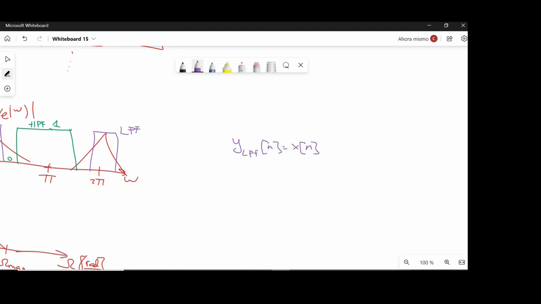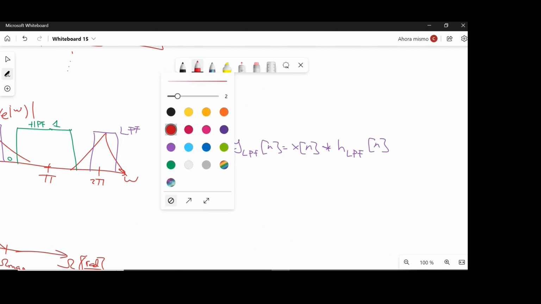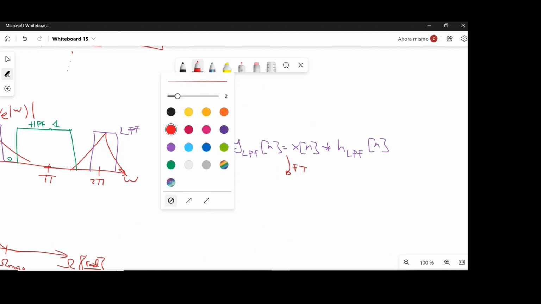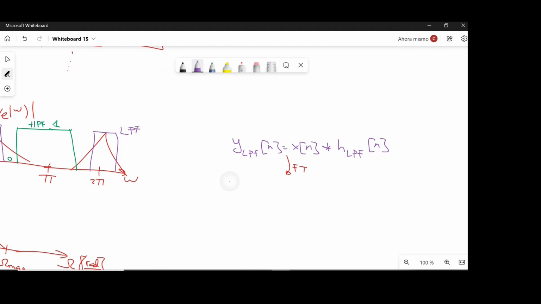So it must be x of n convolved with the impulse response that is a low-pass filter. And because I can design my filters in Fourier space, I can do the Fourier transform of this equation, and then I get something like this. My equation now transforms into this one. The Fourier transform of this is the Fourier transform of this times the frequency response of your filter.